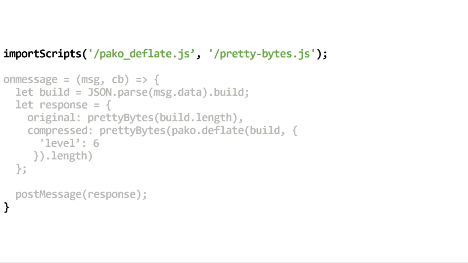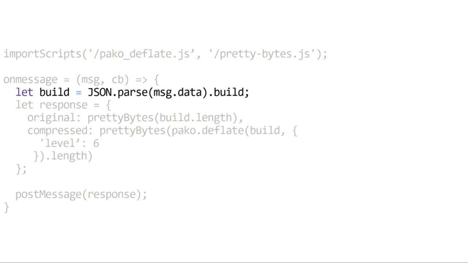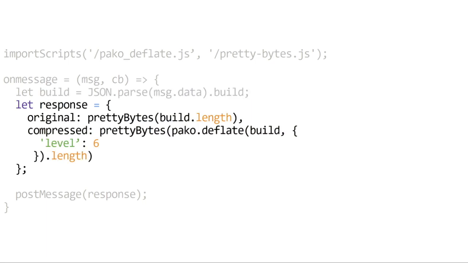So that way we get that really nice little string version of the response. So we end up setting an on-message handler. This will be called anytime the configuration object with all the built version of Modernizr in it is sent over. And we say, OK, so we grab the build itself by calling JSON.parse on the build. And then our response object that we're going to send back is we want the original size and the compressed size. So original size will just be the length of that build passed into prettyBytes.